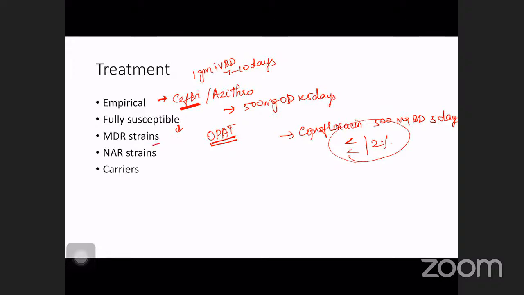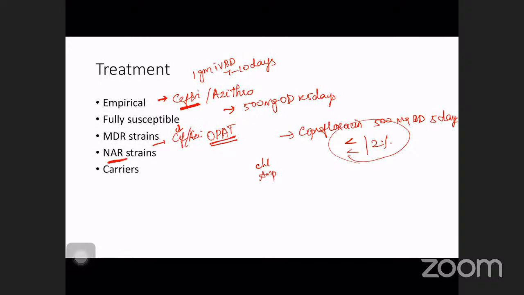So what is MDR strain? MDR strain is when it is showing resistance to the older drugs like chloramphenicol and ampicillin. The MDR strains are resistant to the older drugs like chloramphenicol and ampicillin. At that time, what will be the drug of choice? Again, it is going to be ceftriaxone or azithromycin.